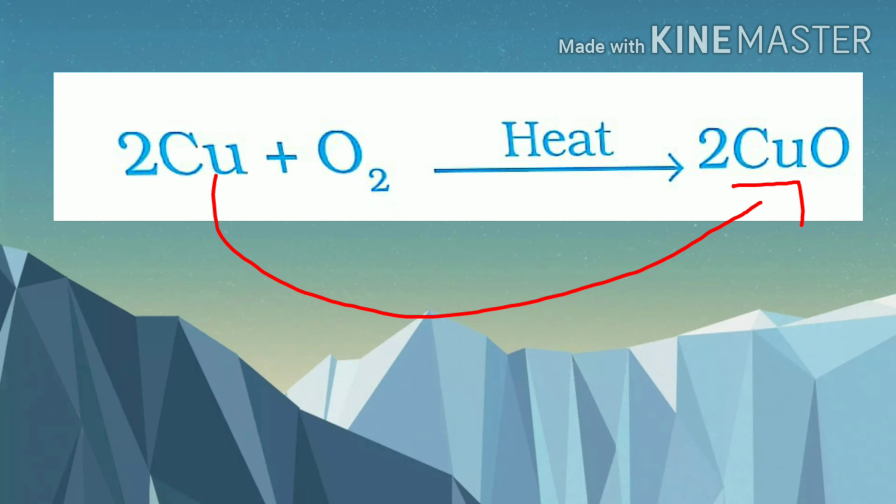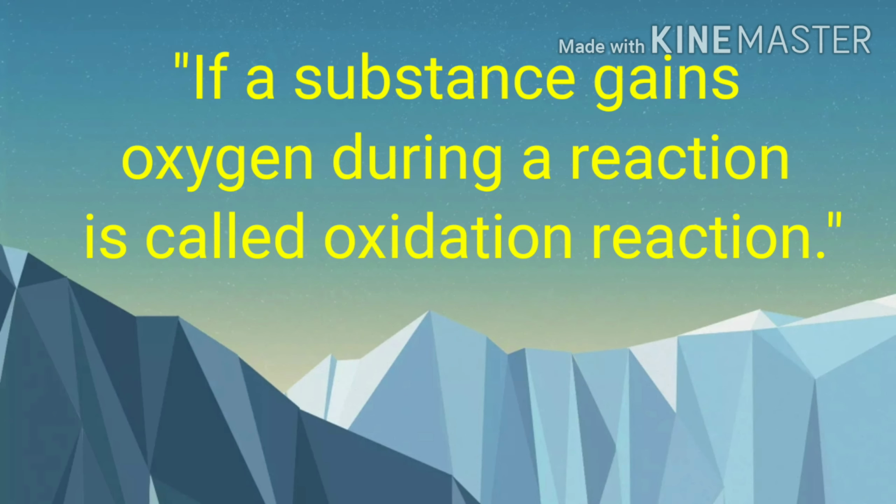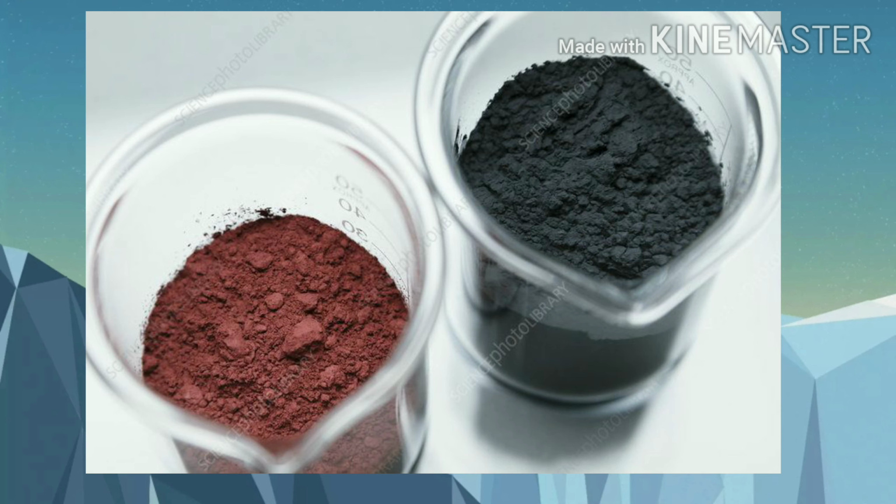I'll give the definition of oxidation reaction. Please note it down. If a substance gains oxygen during a reaction, it is called an oxidation reaction. Here the change that occurs in this reaction is that copper turns from brown color to black. That is, copper oxide is formed.